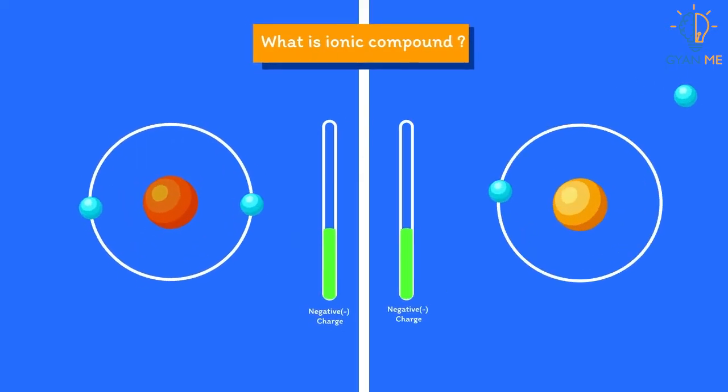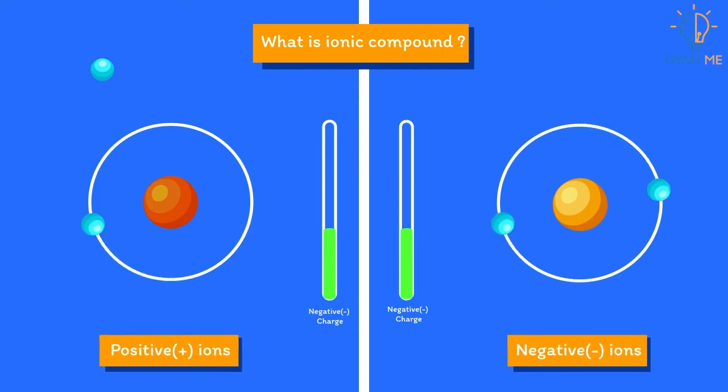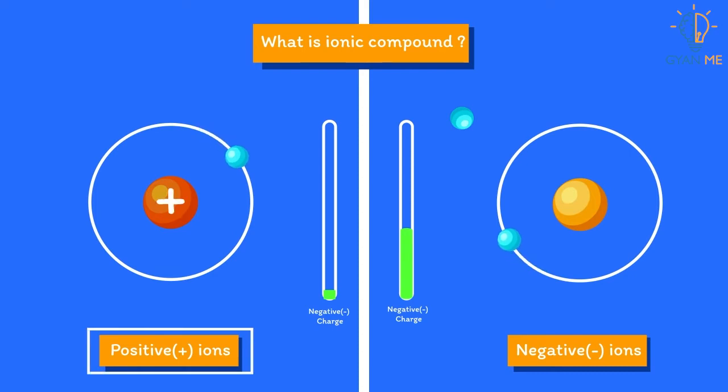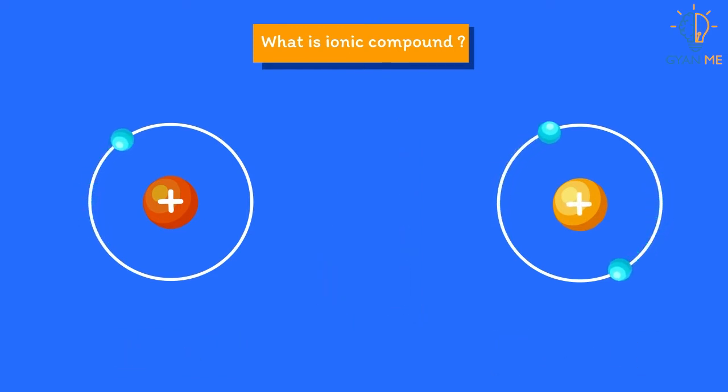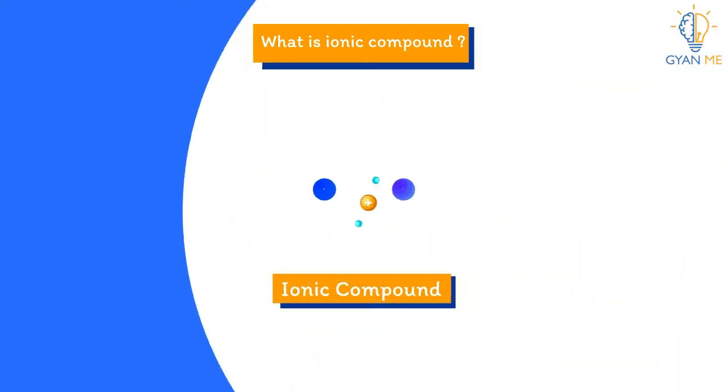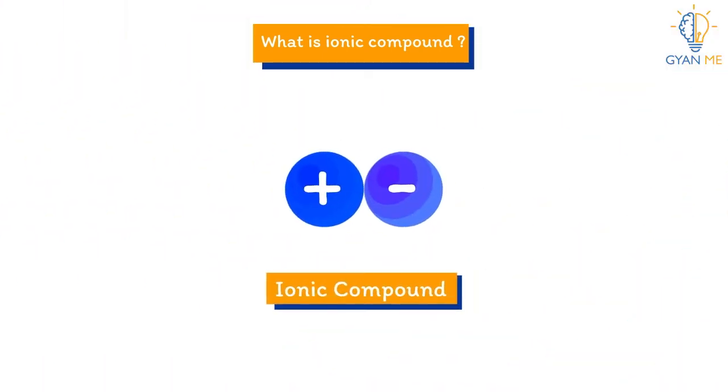As we know, atoms can lose or accept electrons during any chemical reaction and accordingly become positively or negatively charged ions. If any atom loses electrons, its negative charge gets reduced and it becomes a positive ion, also called a cation. While if any atom gains electrons, its negative charge increases and it becomes a negative ion, also called an anion. When these positive and negative ions combine, they form ionic compounds.